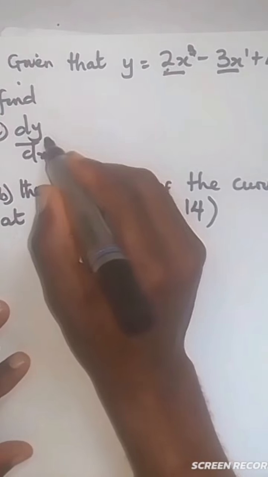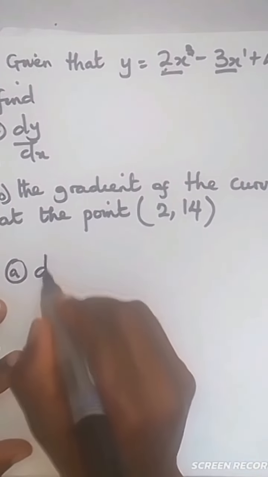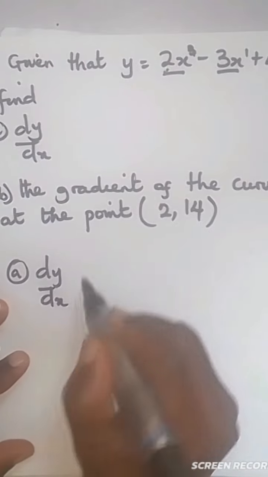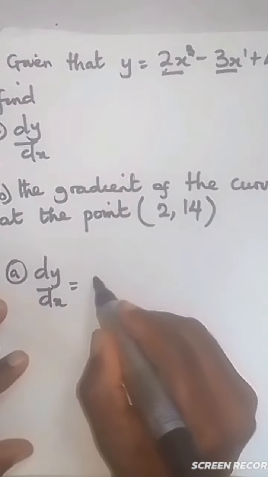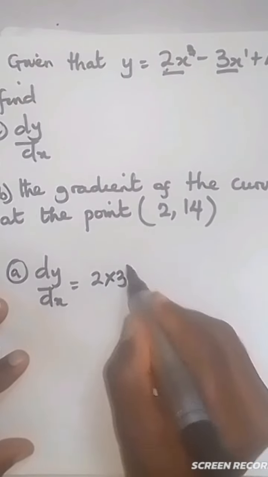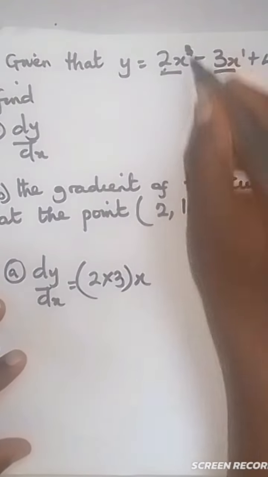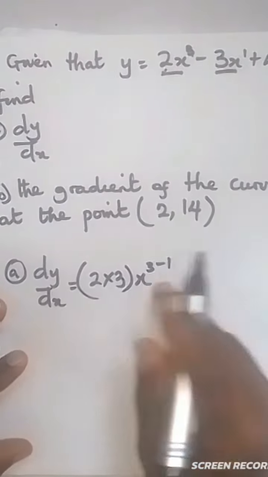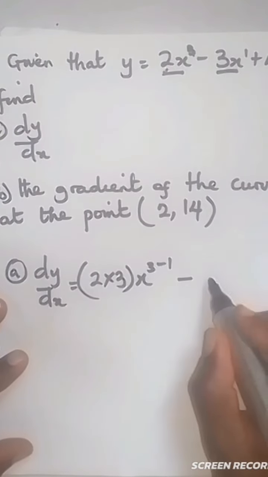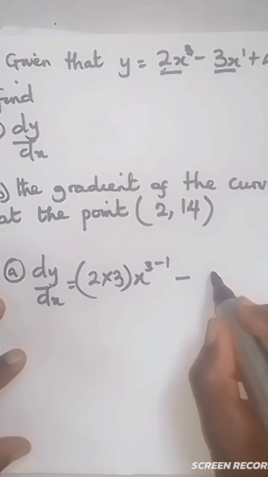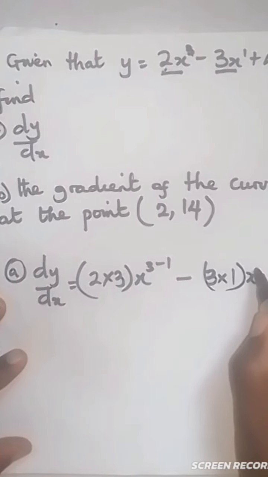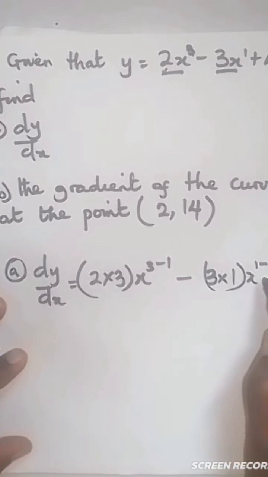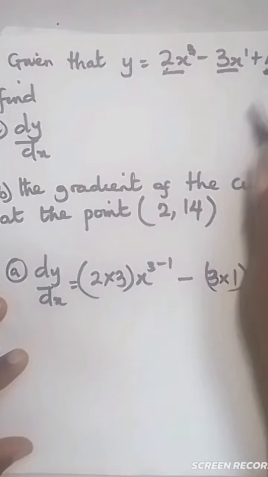So for dy over dx, we do the first one first, which will give us 3 times 2. So we have 2 multiplied by 3, x raised to power 3 minus 1. Reduce the power by 1. The same thing we'll do here. 3x raised to power 1 will be 3 times 1, x raised to power 1 minus 1. This 4 is a constant, so it's going to be 0.